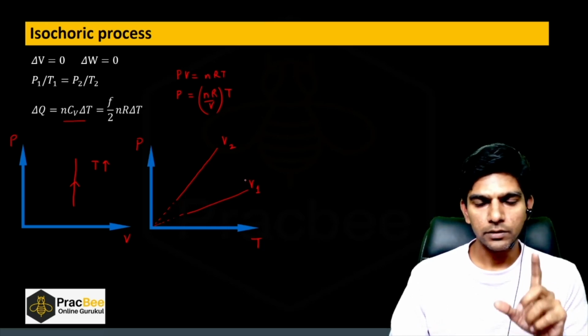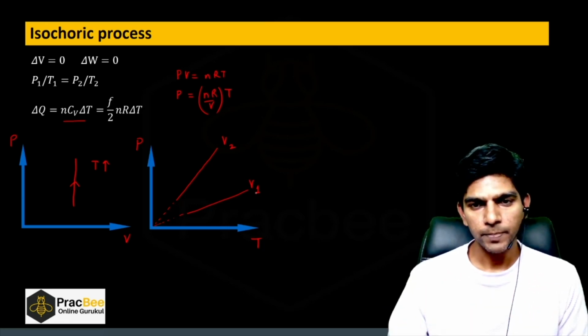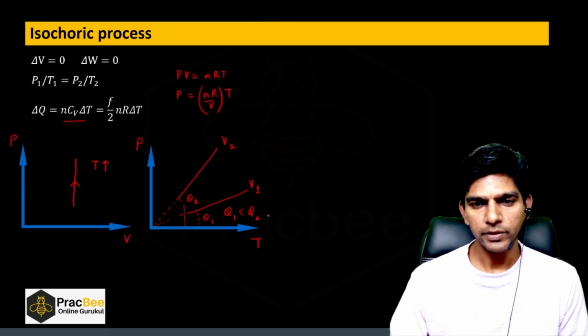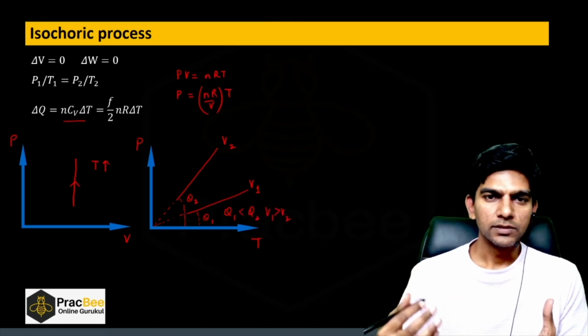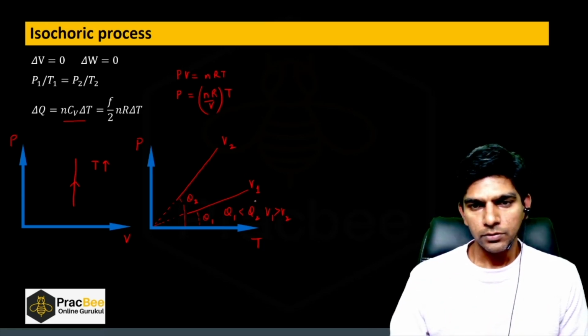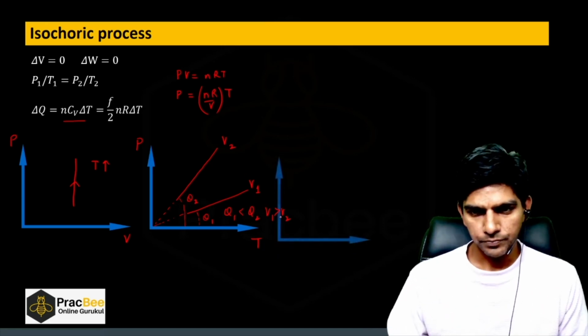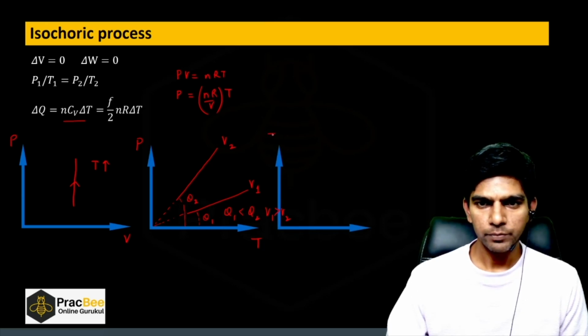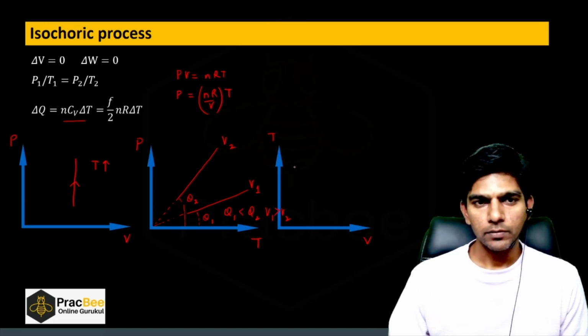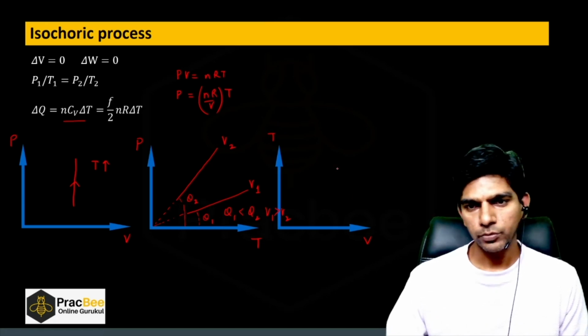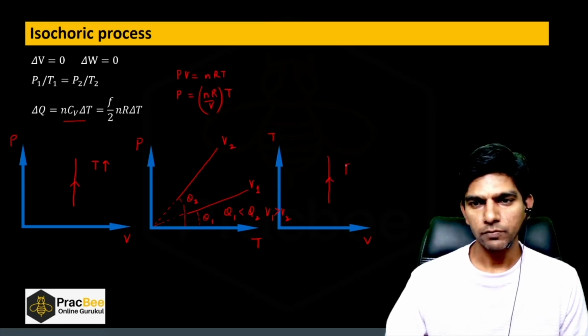So I'm considering the two isochoric processes for the same amount of gas. So can you see this angle theta 1, and let's say this angle is theta 2. Now theta 1 is less than theta 2. It means V1 is greater than V2, because smaller the angle, smaller the slope, more is the volume. So V1 is greater than V2. So again, remember this. Now if we plot temperature and volume, on the y-axis we have temperature, on the x-axis we have volume. So can you see it's an isochoric process. Again, it is a graph which is parallel to the y-axis. So if the temperature is increasing, pressure will also increase.